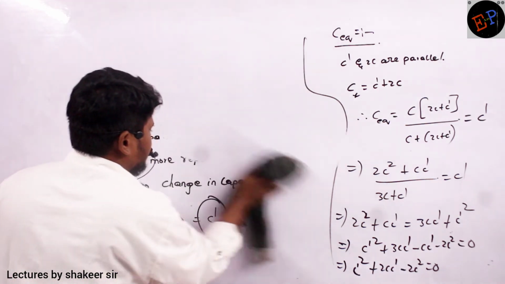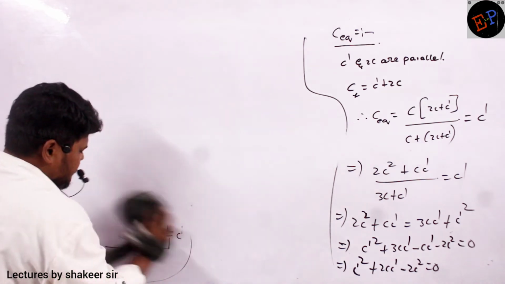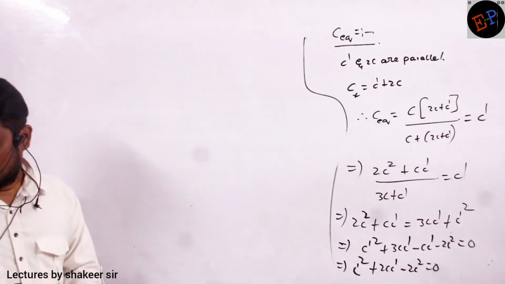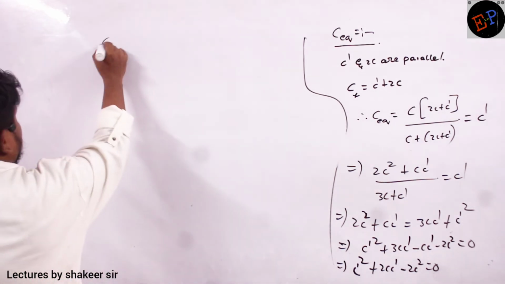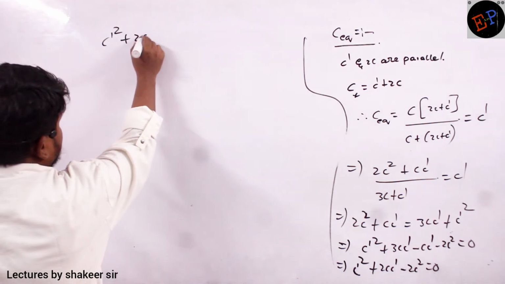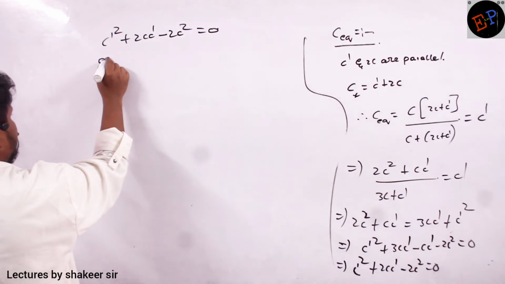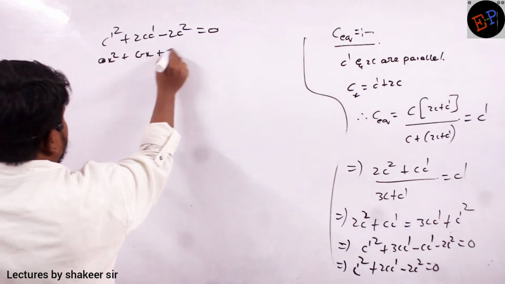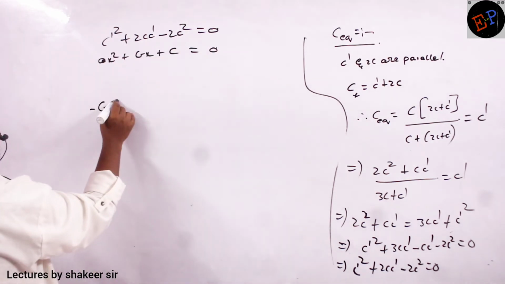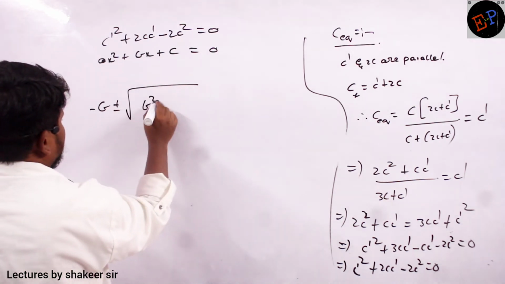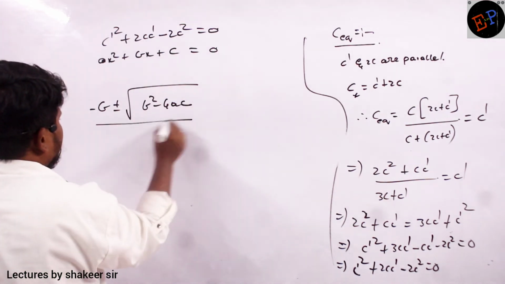Okay, ma? So how can I solve this one? By using which formula? So what is the equation I got? C dash square plus 2C dash minus 2C square is equal to 0. This is of the form ax square plus bx plus c is equal to 0. So x equals minus b plus or minus square root of b square minus 4ac, divided by 2a.